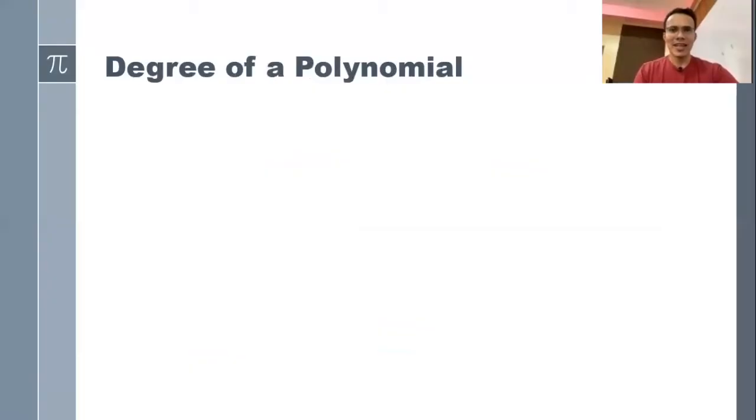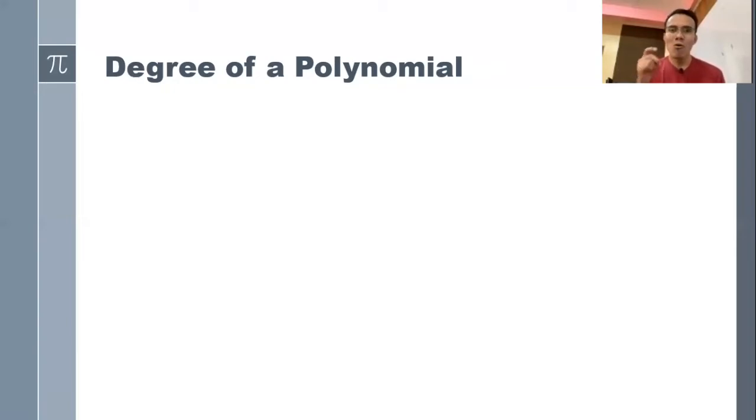Let's have the degree of a polynomial. What do you mean by degree of a polynomial? Degree can be understood as the highest attainment a person has achieved. For example, in my case, if someone will ask about my degree, I'm not going to say, I am a high school graduate. Yes, I am a high school graduate, but that is not the highest education I have achieved. My answer should be, my degree is Bachelor of Secondary Education, major in mathematics. That's the highest education I have achieved.